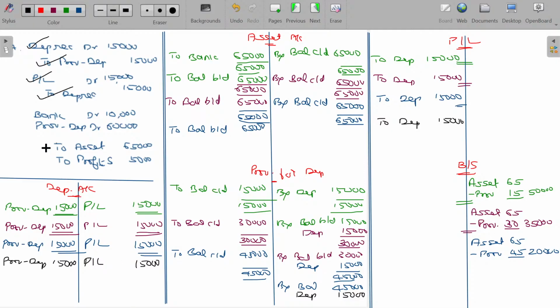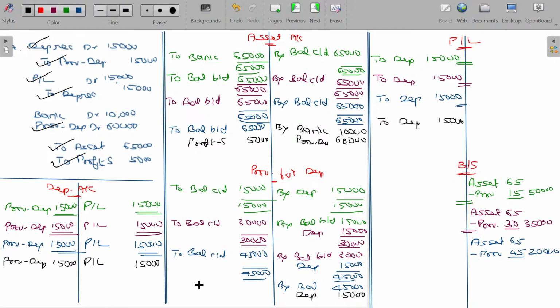On sale of the asset, is that okay? You collect the money. So bank to asset, the value being 60, and provision for depreciation being 10. Okay. Bank is 10, provision being 60. Bank 10 and provision being 60. Clear? And we get the profit also. To profit on sale, 5,000 rupees.